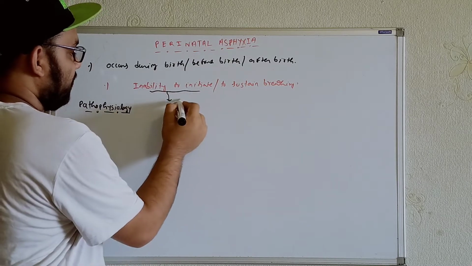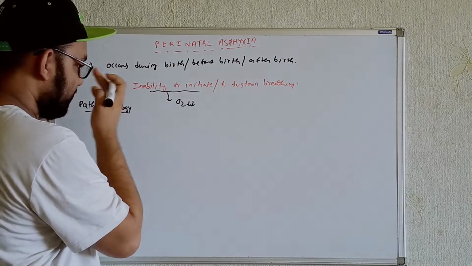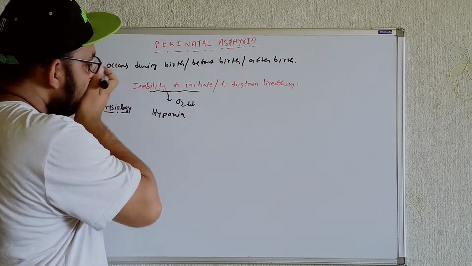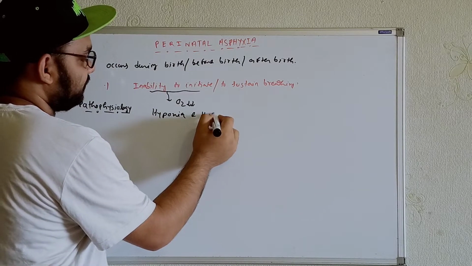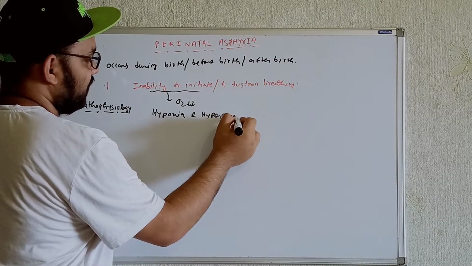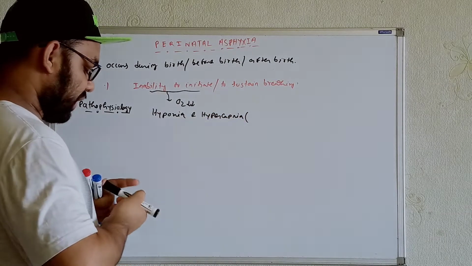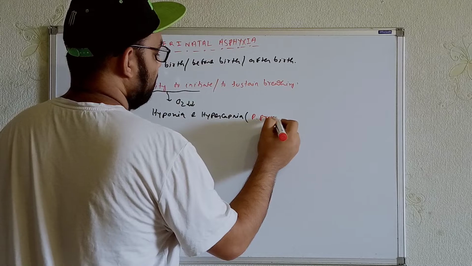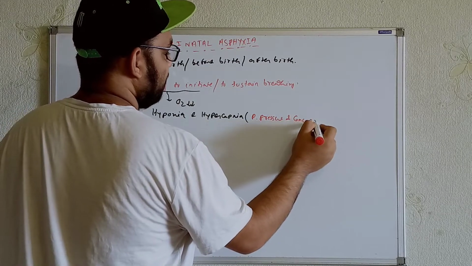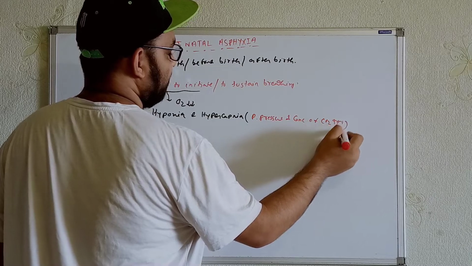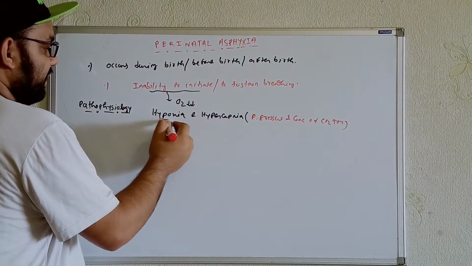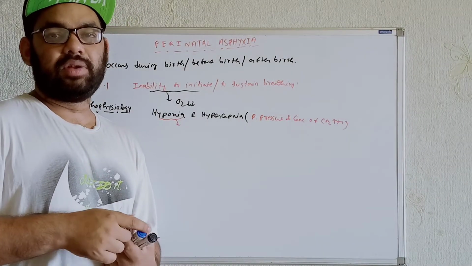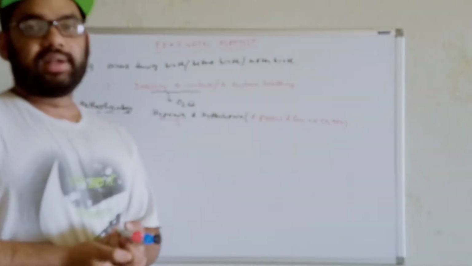Whenever we are seeing inability to initiate or sustain breathing, as a result the oxygen will be less, and whenever the oxygen is less, we will see hypoxia. Along with that we will also see hypercapnia. Hypercapnia means the concentration or the partial pressure of carbon dioxide will be increased. Now, whenever we get the term hypoxia, think about the metabolic activities, in terms of the glycolysis process.